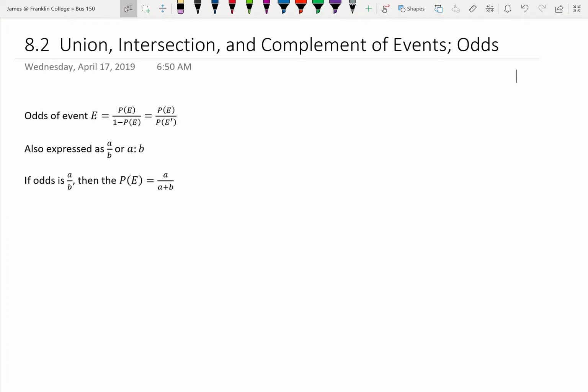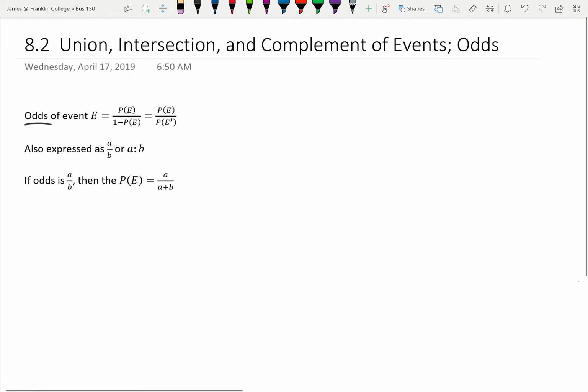Alright, today we're going to be doing unions, intersections, complements of events, and odds. So let's get straight to this idea. We're going to be discussing odds. The odds of event E is equal to the probability of event E, all divided by 1 minus the probability of event E, or otherwise known as the probability of E divided by the probability of not E happening.